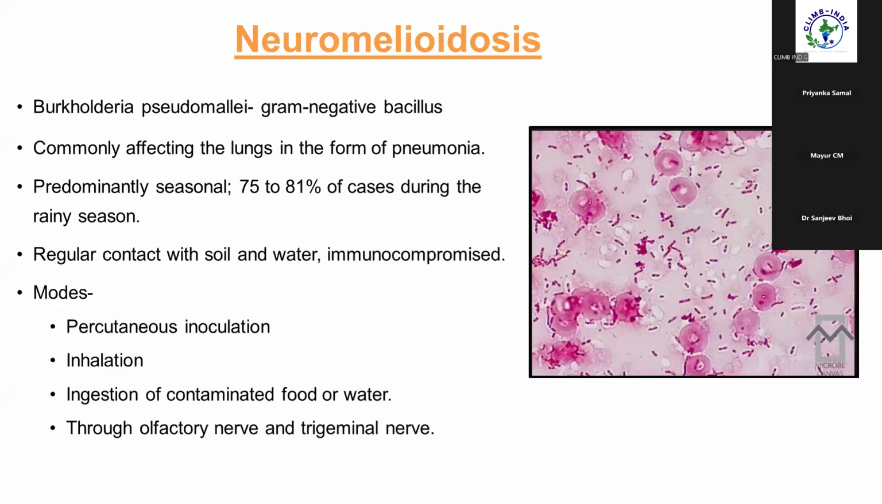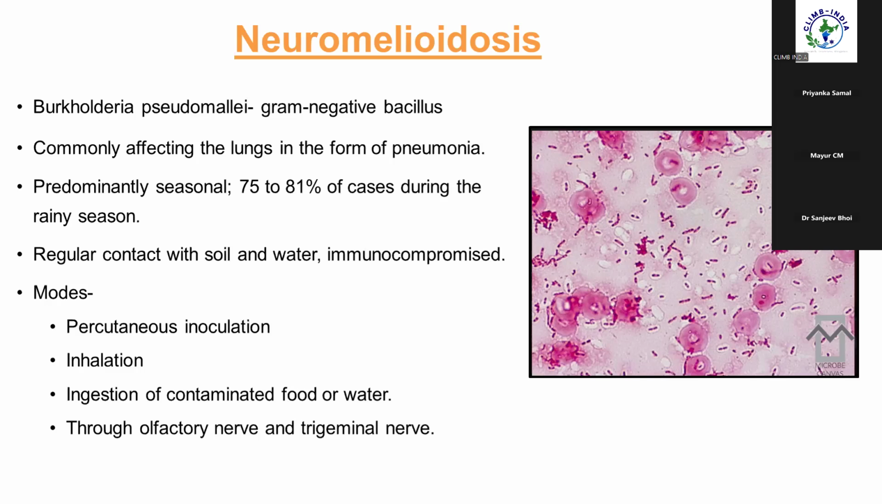So neuromelioidosis is caused by Burkholderia pseudomallei, which is a gram-negative bacillus that commonly infects the lungs in the form of pneumonia. Brain infection is reported in less than about 5%, 3 to 5%. The infection is predominantly seasonal, with 80% of cases occurring during the rainy season, in those who are in frequent contact with soil and water, and in immunocompromised patients.